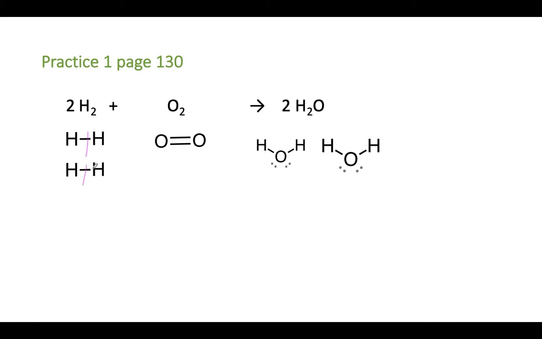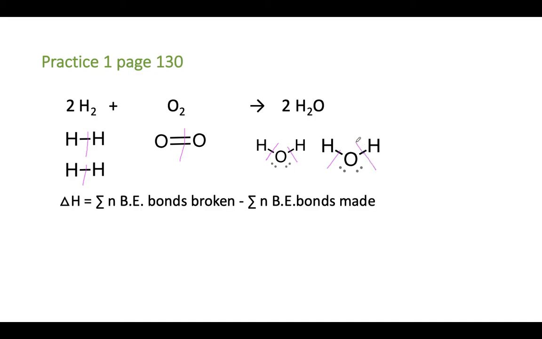So here we can see we're breaking 2 single bonds between hydrogen and hydrogen. We are breaking 1 double bond between oxygen and oxygen, and we are going to end up breaking 1, 2, 3, 4 oxygen-hydrogen bonds. So we need to keep that in mind, because when we are completing this equation, filling in the values, we need to make sure that we are multiplying by the correct number of those bonds that we're either breaking or forming.